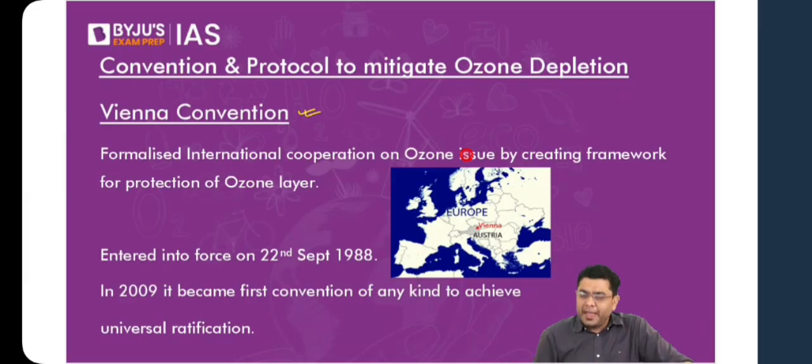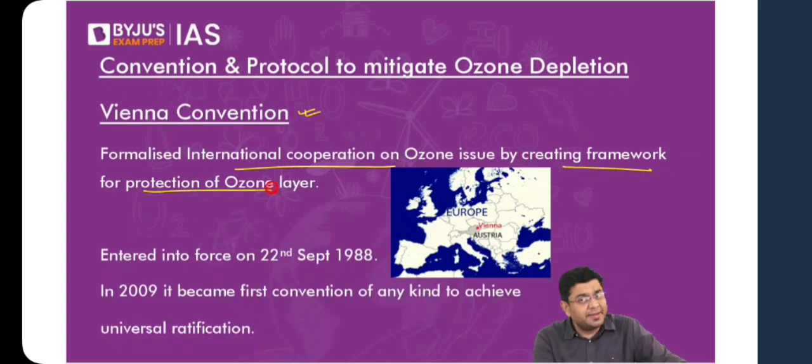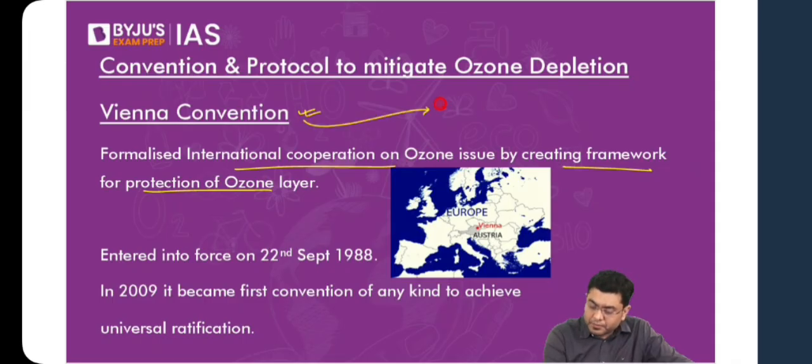So first of all, in the mid-1980s, you had the Vienna Convention, held around 1985. It formalized international cooperation on the ozone issue by creating a framework for the protection of the ozone layer. The intricacies and final details were still not finalized up to this stage. It entered into force at a much later stage, but this paved the way for the Montreal Protocol.